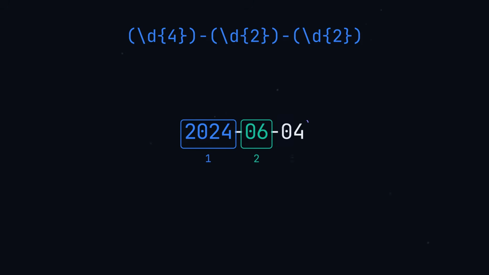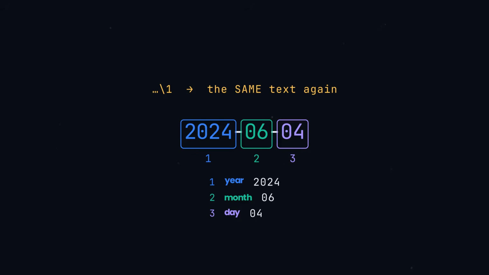Absolutely. Every group also captures. When the pattern matches, each pair of parentheses remembers the exact text it caught, numbered 1, 2, 3 from left to right. Later, you can pull those pieces back out. The year, the area code, the username. You can even refer to a group inside the pattern itself with \1, demanding that the very same text appear again. Matching only tells you that something fits. Capturing hands you the parts.